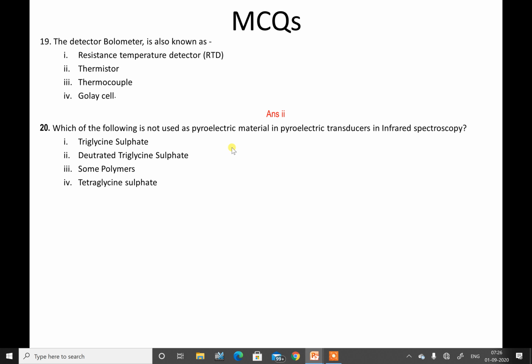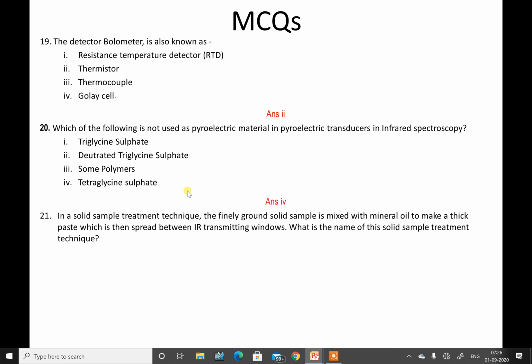Which of the following is not used as a pyroelectric material in pyroelectric transducers in infrared spectroscopy? Triglycine sulfate, deuterated triglycine sulfate, some polymers, tetraglycine sulfate, and naturally it is tetraglycine sulfate which is not used.